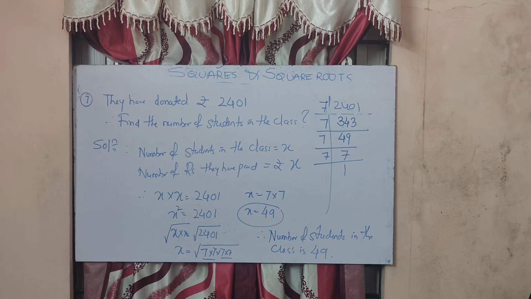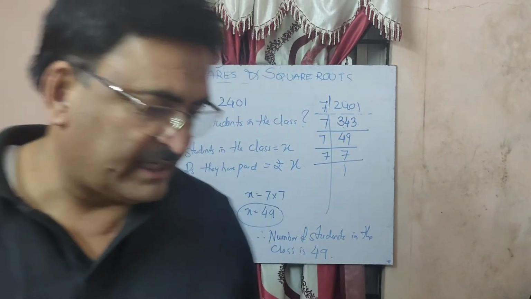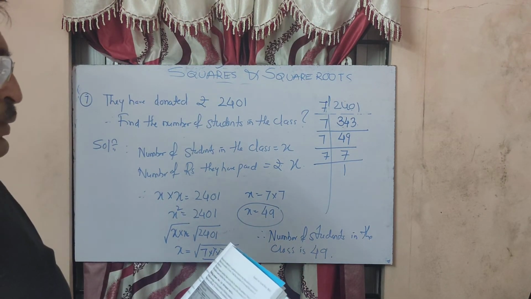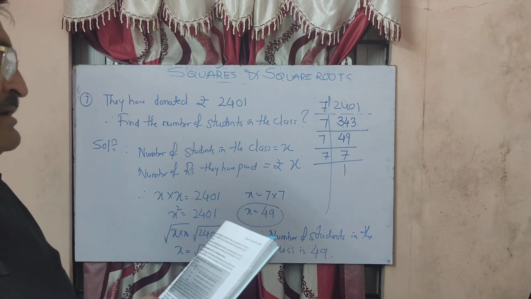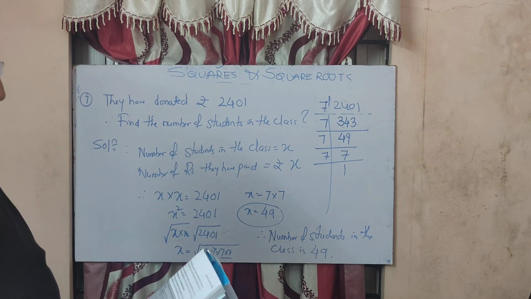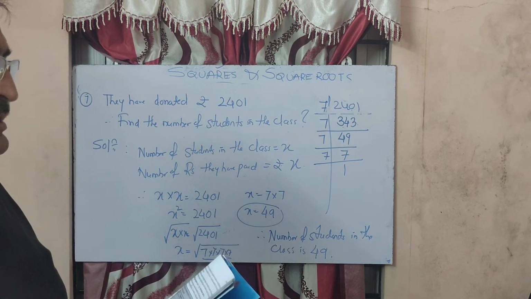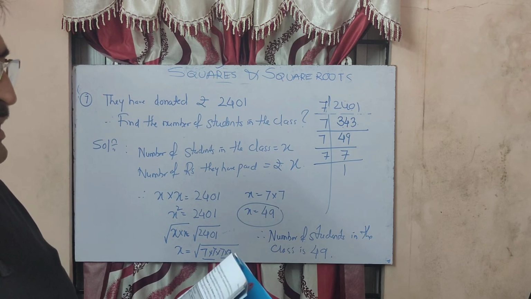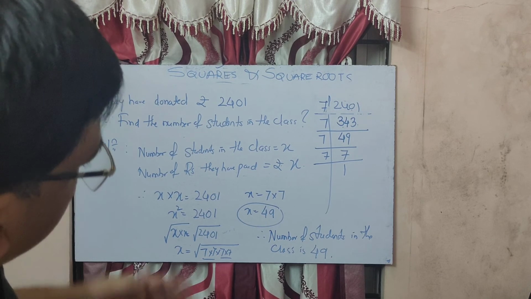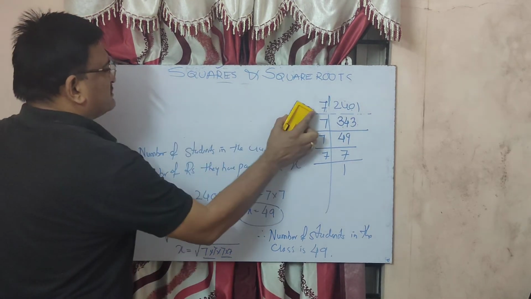Okay, now we shall solve the next example. It is also of the same type. 2025 plants are to be planted in a garden in such a way that each row contains as many plants as the number of rows. Find the number of rows and the number of plants in each row. This is the same type of question.